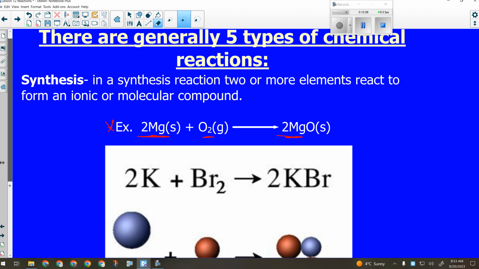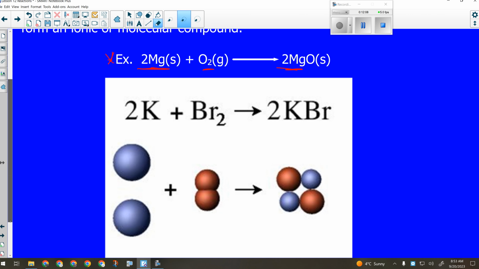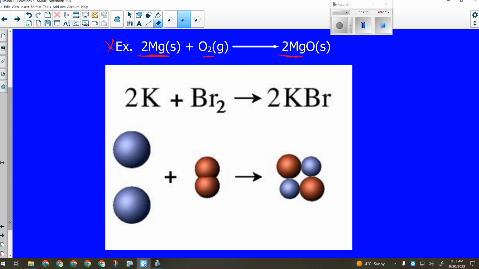All right, another example, this one with a diagram, would be if I had two potassium atoms reacting with a molecule of bromine to produce two molecules of potassium bromide. Another simple synthesis reaction where two elements combine to form a single compound.